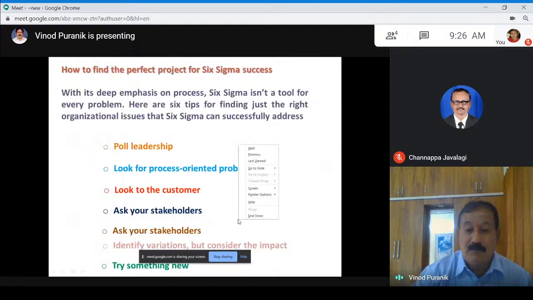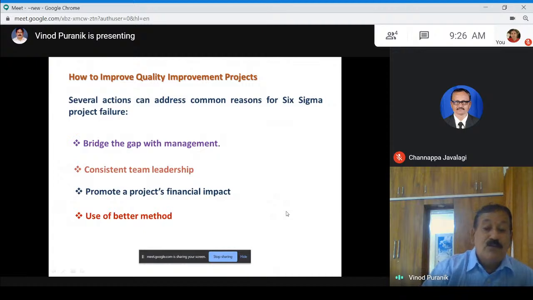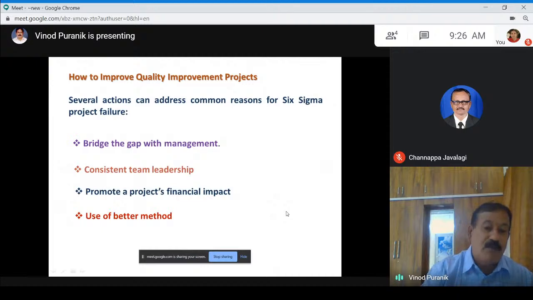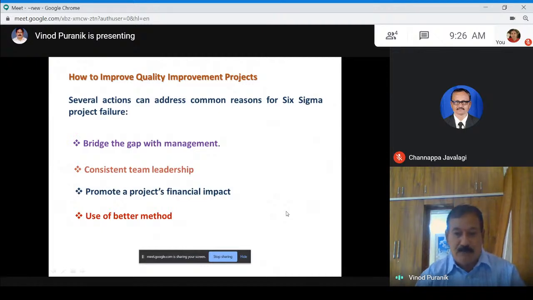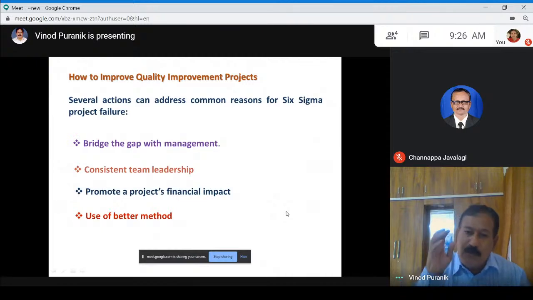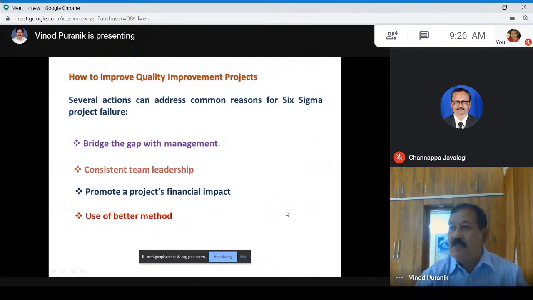And promote projects. Sorry, I'll just go to the previous slide. Promote a project's financial impact. This is very important. A project with easily understood financial benefits helps focus the attention of both its team members and the organization's leadership. So what is its financial impact? Any Six Sigma project we want to start, it is very important to know how it will impact the financial benefit, because most organizations are very focused on financial benefits.